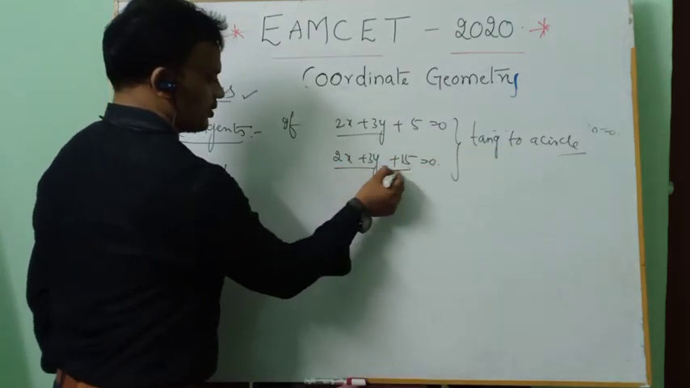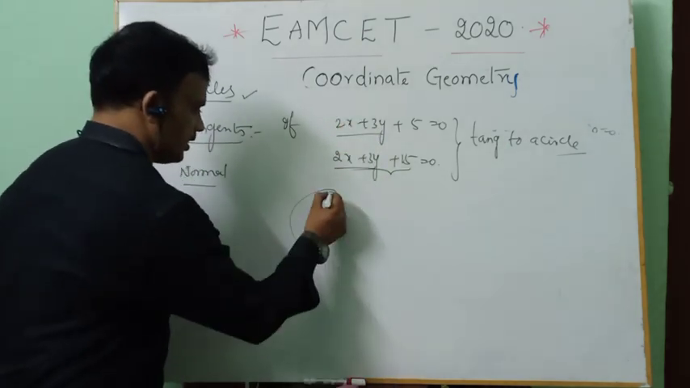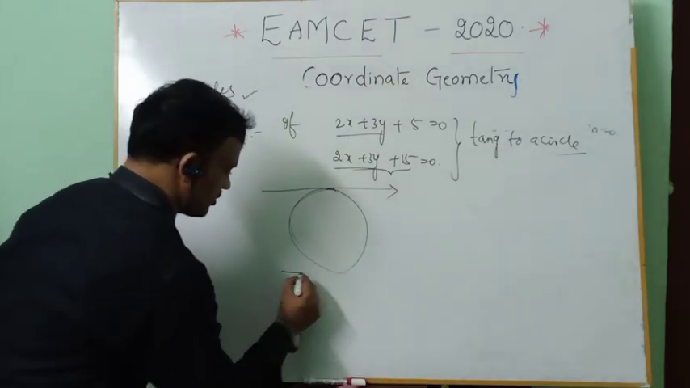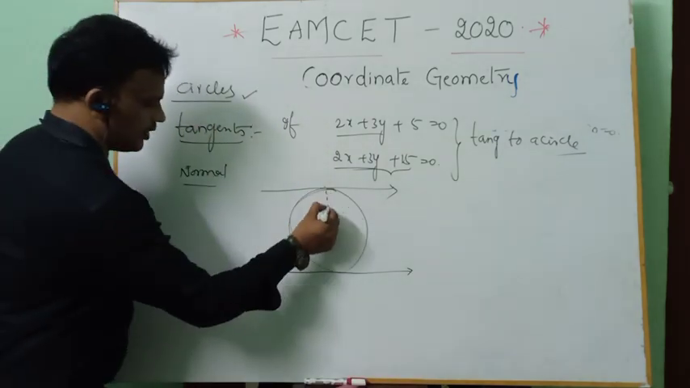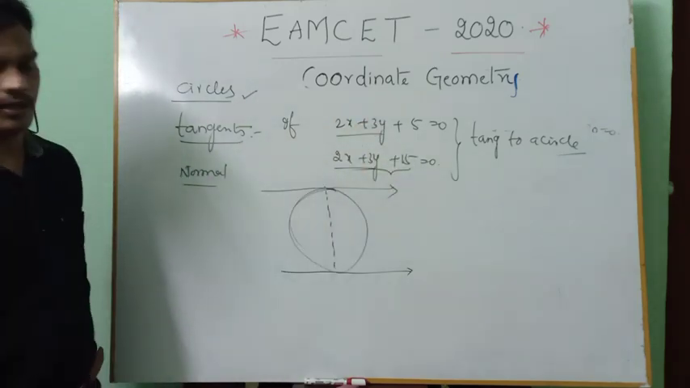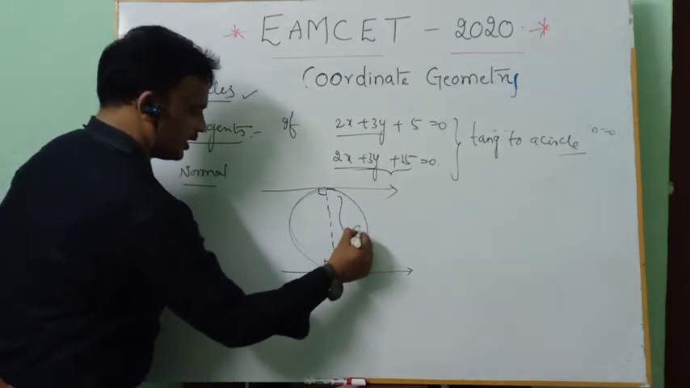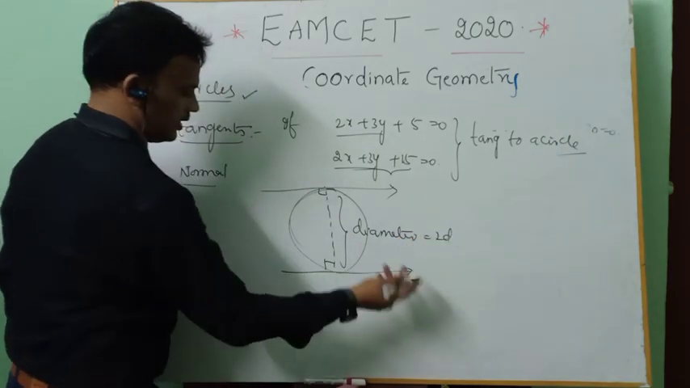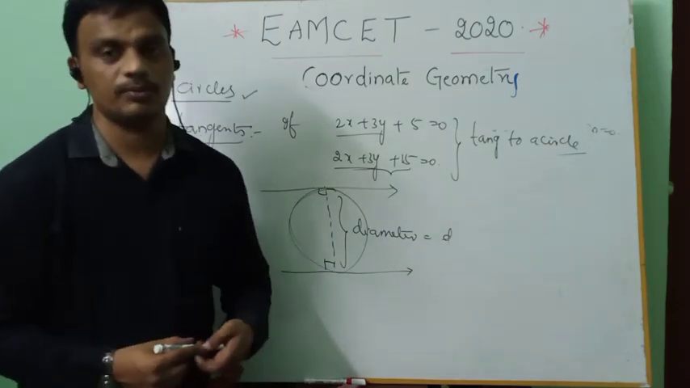If you observe this, particularly these two are parallel lines, and for the circle these two are tangents. The distance between the parallel lines is modulus of c1 minus c2 by root of a square plus b square. From this I can get that the distance between the parallel lines is nothing but the diameter of the circle, 2r. Then you will get the radius. That's all. Very simple problem.